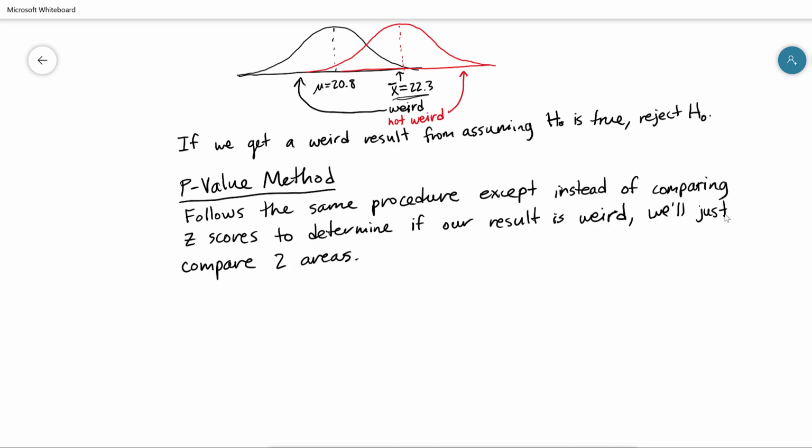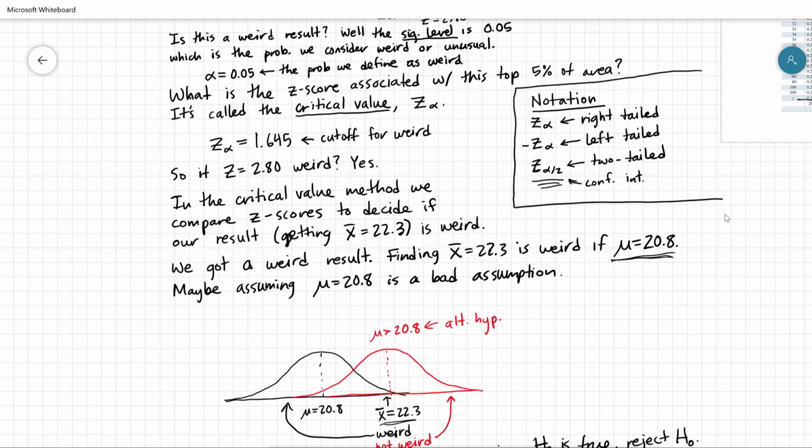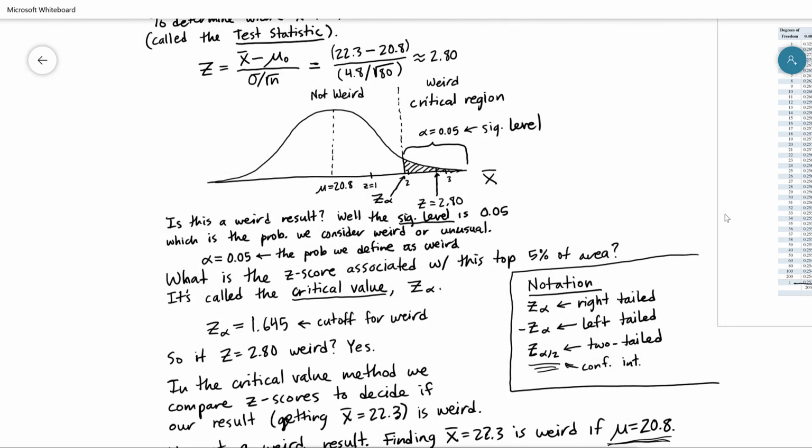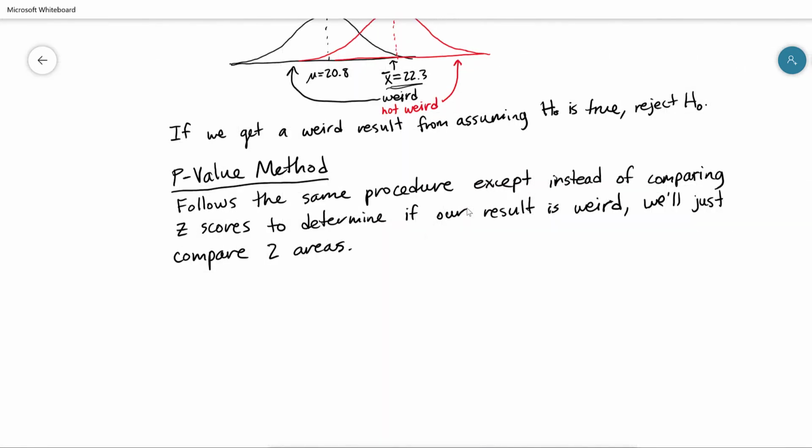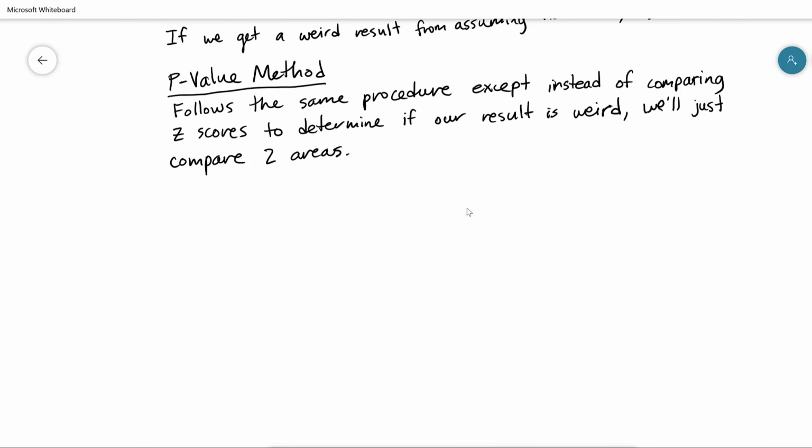So going back up to the picture that we did before. The critical value method, we compared these two z-scores. In the p-value method, I'm going to compare these two areas. This little tiny area compared to the one that we've already drawn, I'll do it in blue, this larger area that kind of contains it. So I'll just compare the areas instead of the z-scores of those same regions. And what we get is, again, a picture that looks like this.